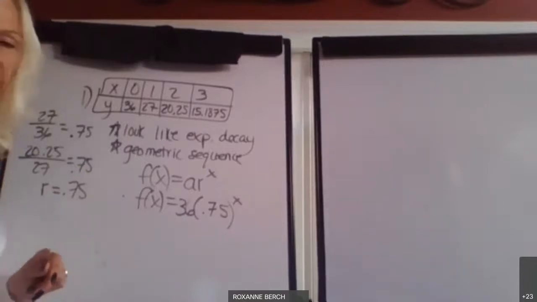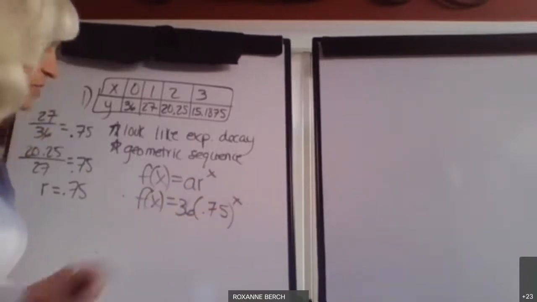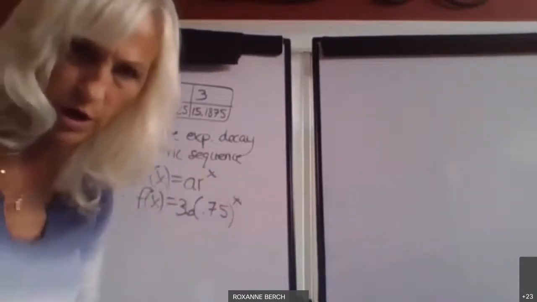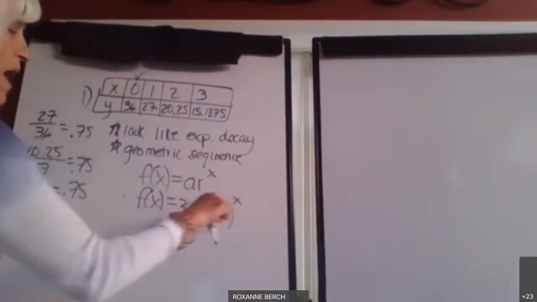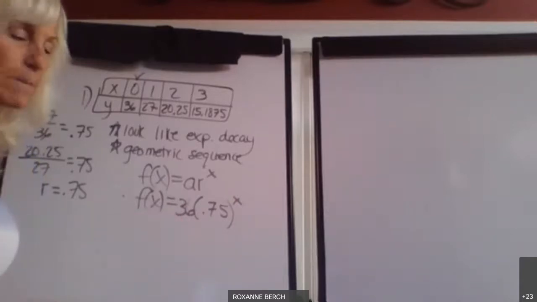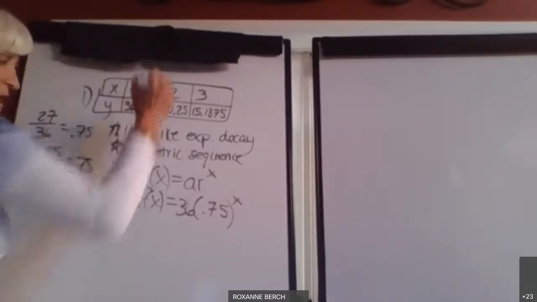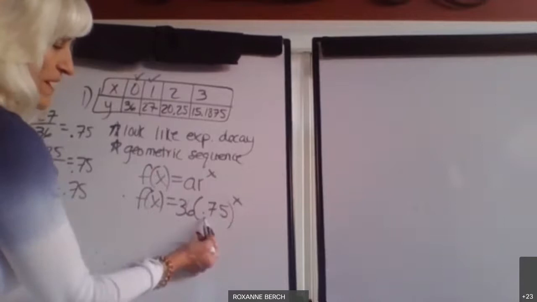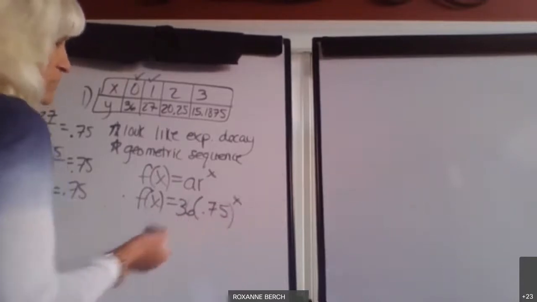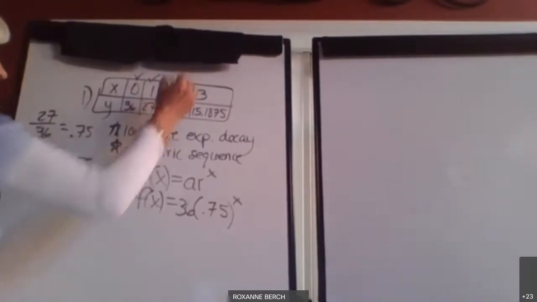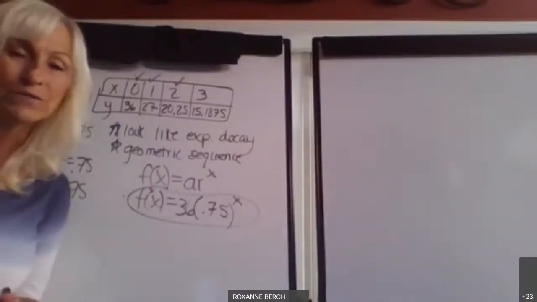So let's test it out. If you put a 0 in for x, you're going to get 36 times 1, which is 36. So that worked. But that doesn't mean all of them work. Now when you put a 1 in there, on your calculator, what's 0.75 times 36? 27. So that one worked. Let's do one more. If you put a 2 in there, what's 0.75 squared? Hit enter and multiply by 36. 20.25. So you see what I'm thinking, right? Yeah, that's probably the function we're looking for.